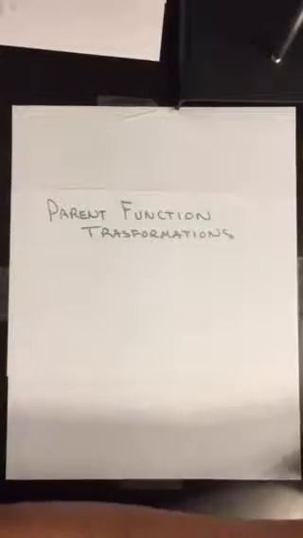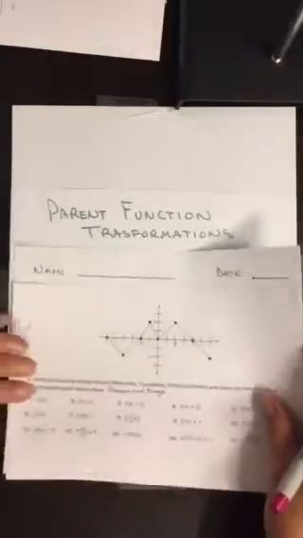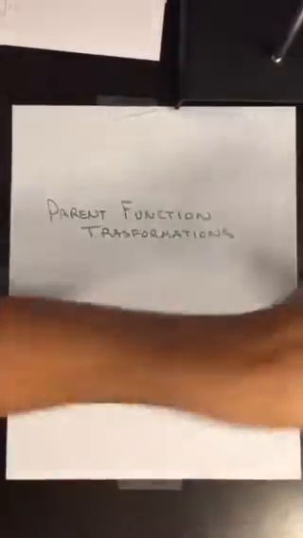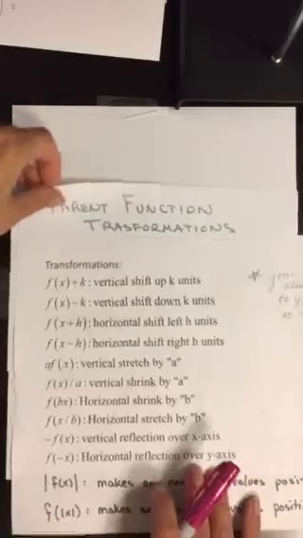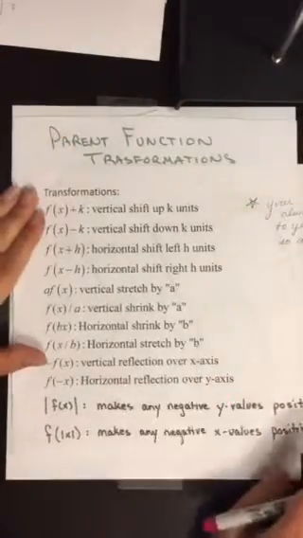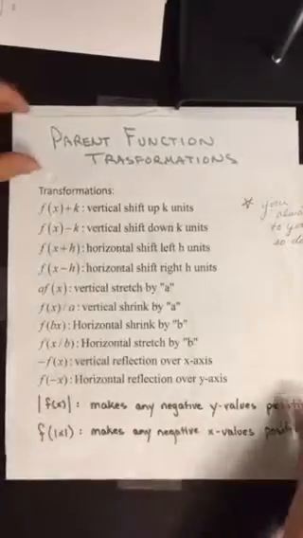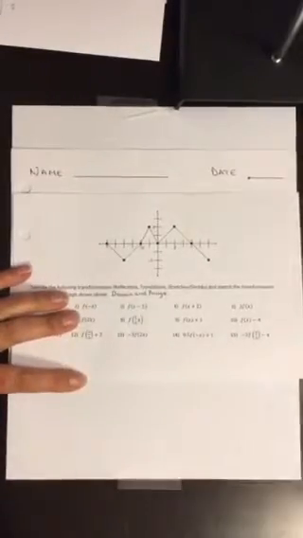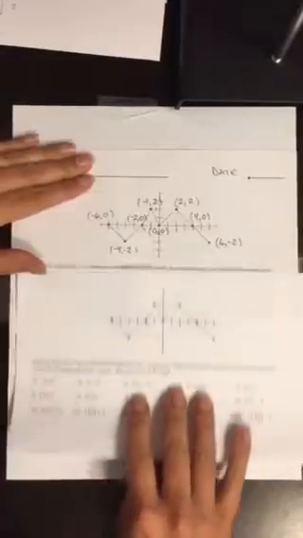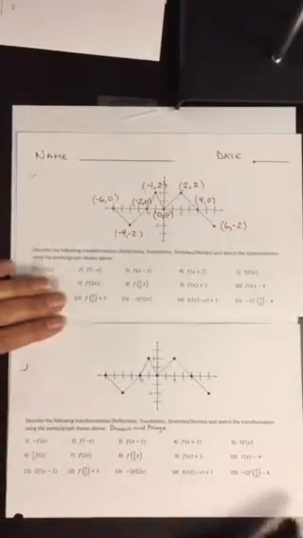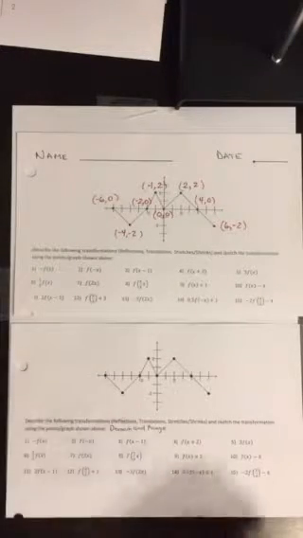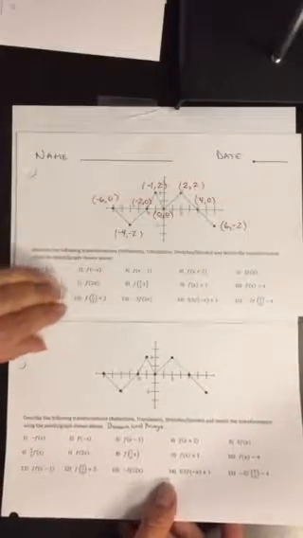Okay, we're going to be working on parent function transformations using this worksheet and our notes on transformations that you got yesterday. So if we go back to our worksheet, the first thing we need to do is take our parent function and determine our points. I've done that right here to make this go a little bit faster. Then we're going to go to the first question.